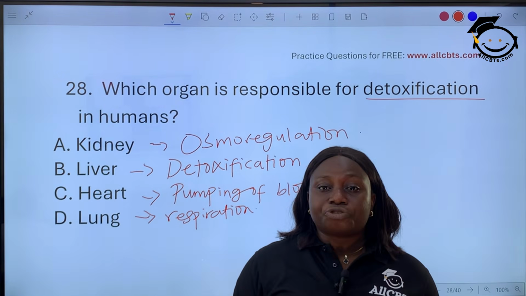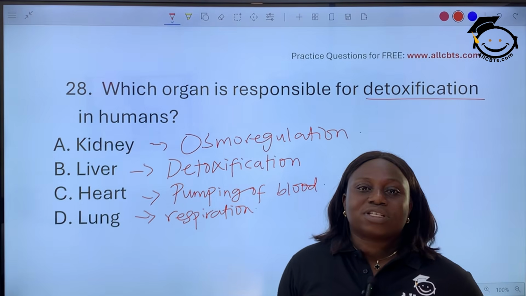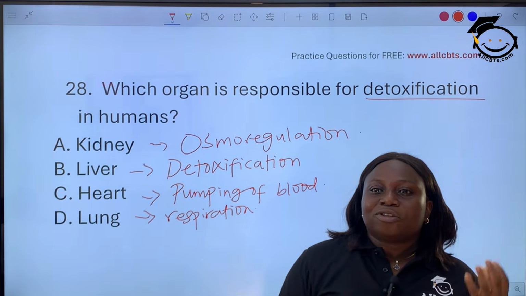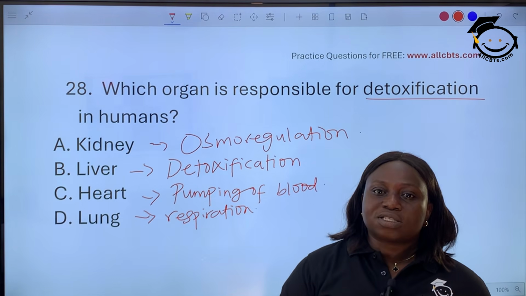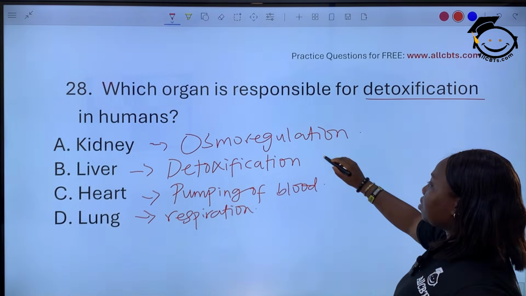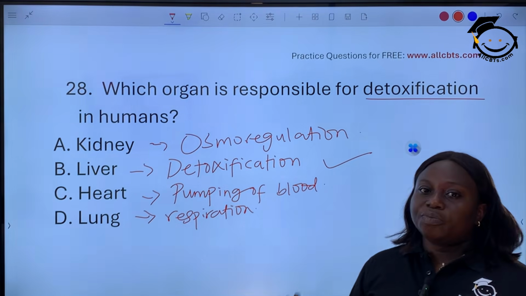For example, when we take drugs, all drugs, they have side effects. So the harmful part of these drugs that we don't know about, it is the liver that helps with all these things. So our answer is the liver. That's the option B.